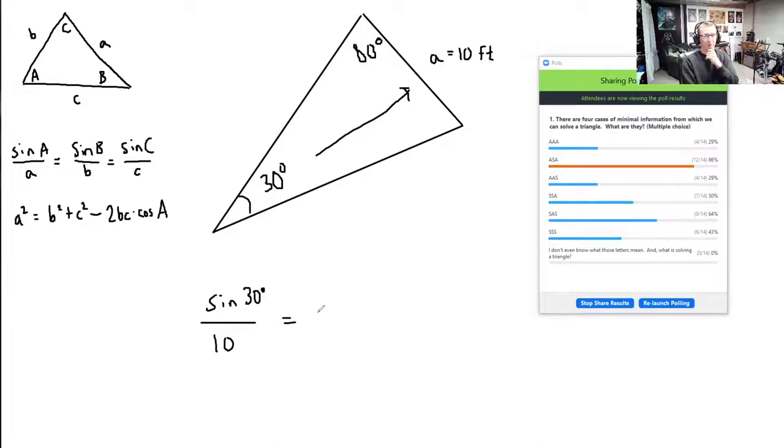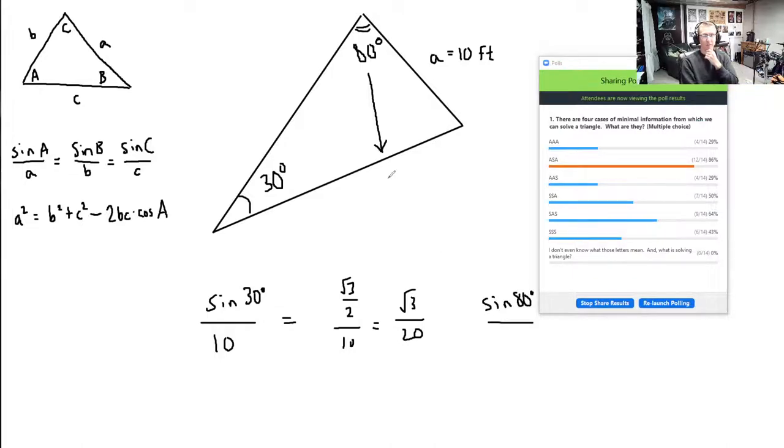Right, that's just a number we can compute. Sine of 30 is root 3 over 2. Divide by 10. That gives us root 3 over 20. That's golden. Okay, that's a number our calculator can just spit back out at us. So the law of sines would also tell us this, because we know this is an 80 degree angle. It would tell us, if I take this sine of 80 degrees and divide it by whatever this is, I'll just call it B, well, that's going to be equal to that number that we just found there.